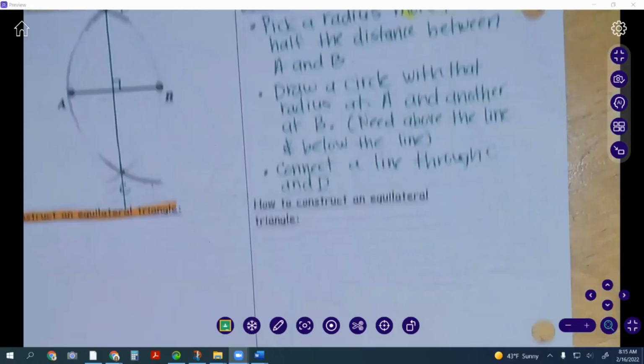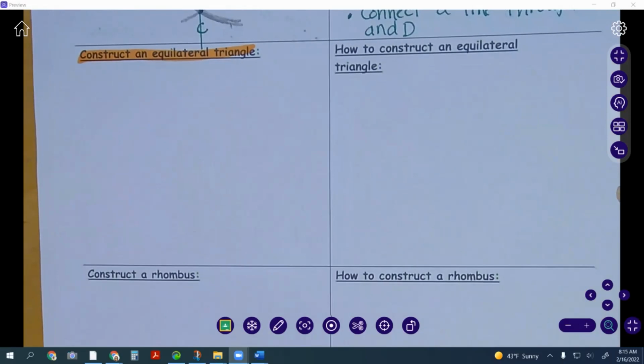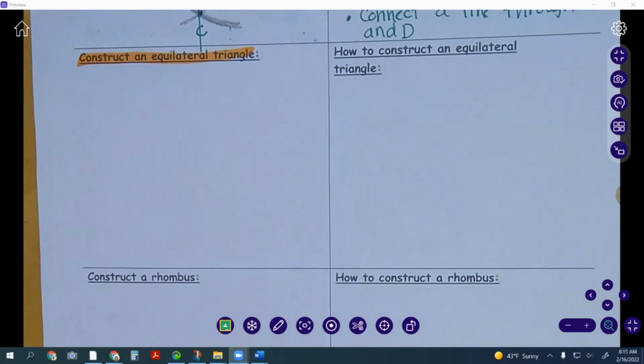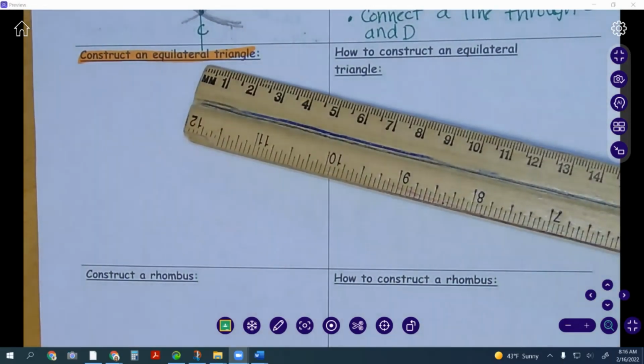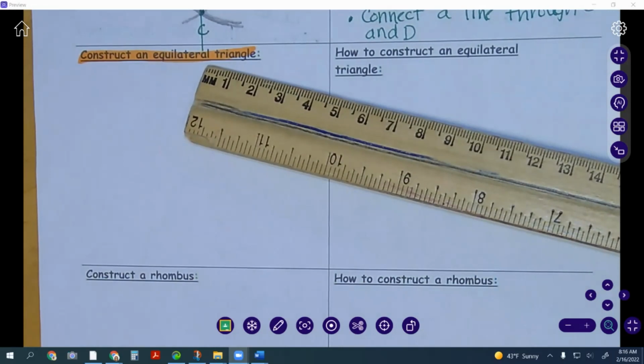So let's take a look at the equilateral triangle. For the equilateral triangle, you're going to draw a line segment, and we're going to have that line segment be the base of your equilateral triangle. And just to make sure everyone understands what an equilateral triangle is, it's a triangle with all 3 sides that are the same length. Okay?